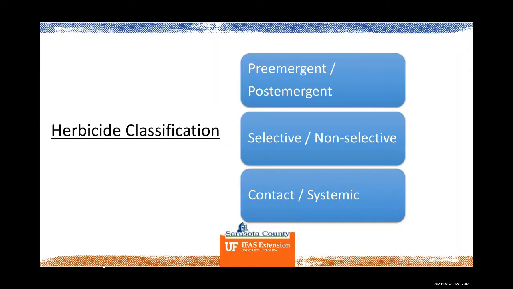All right, so now we're going to talk about how herbicides are classified. They can be classified as pre-emergent or post-emergent based on the life cycle of the plant that it attacks. They can be classified as selective or non-selective based on the type of weeds it will control. And then they can be classified as a contact herbicide or a systemic herbicide based on the mode of action.